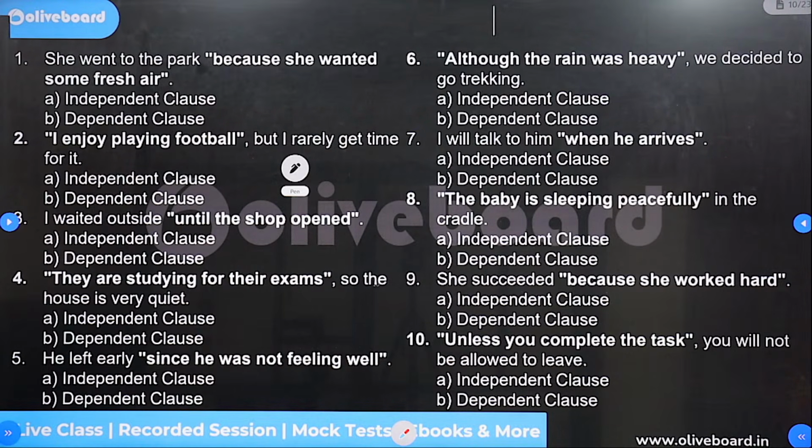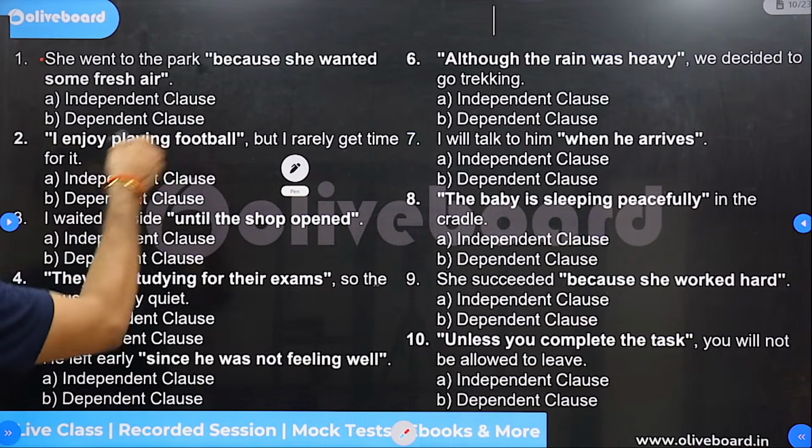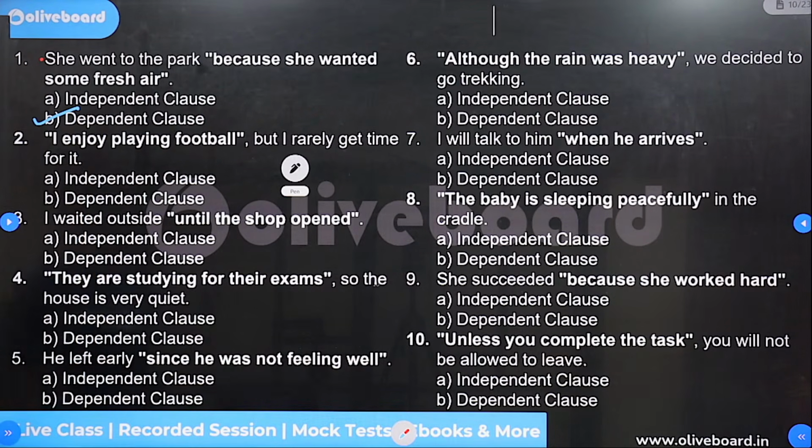She went to the park. Exactly, that is a complete sentence, an independent clause. Why? Because she wanted some fresh air. That's why she went to the park. So that is complete and this is incomplete. That is independent. The highlighted one is a dependent clause.